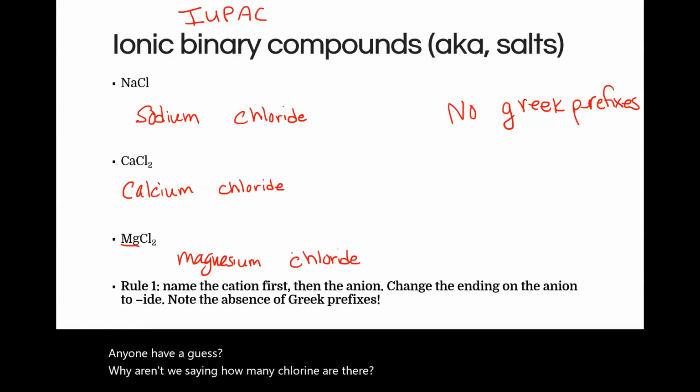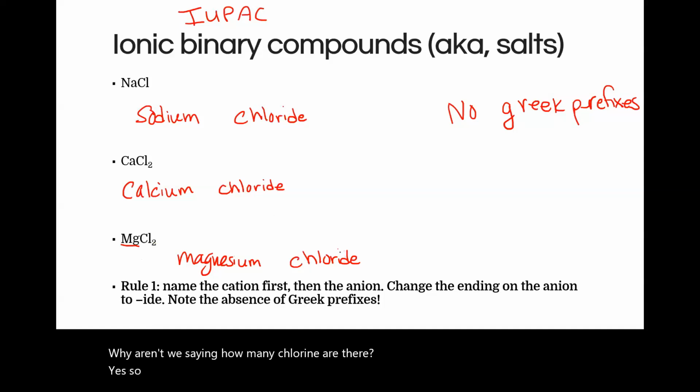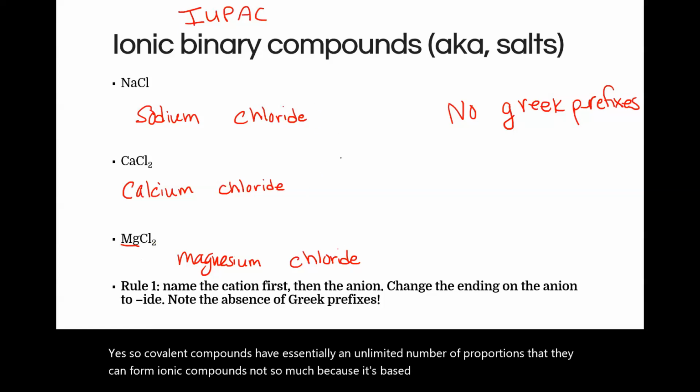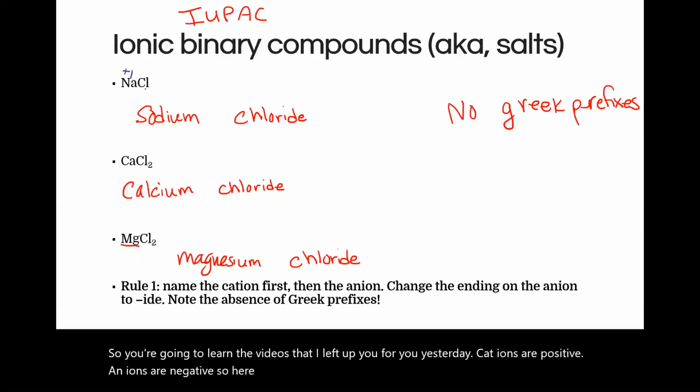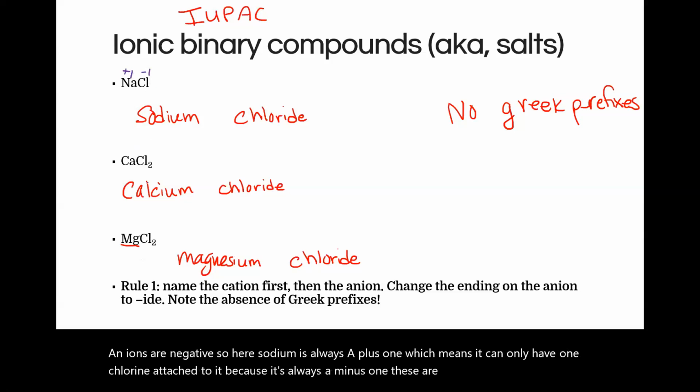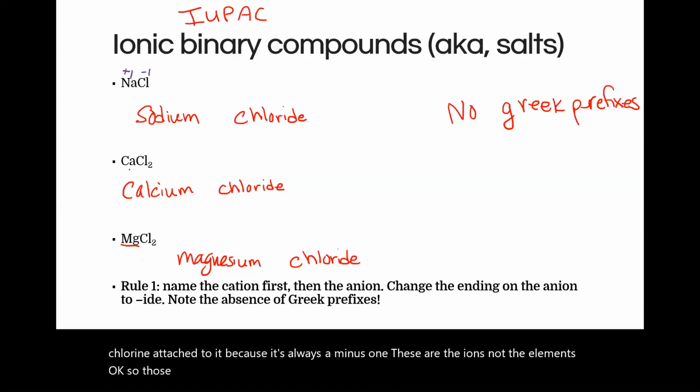Yes. So covalent compounds have essentially an unlimited number of proportions that they can form. Ionic compounds, not so much, because it's based on the charge of the cation and the anion. So you're going to learn in the videos that I left up for you yesterday. Cations are positive, anions are negative. So here, sodium is always a +1, which means it can only have one chlorine attached to it because it's always a -1. These are the ions, not the elements, okay?